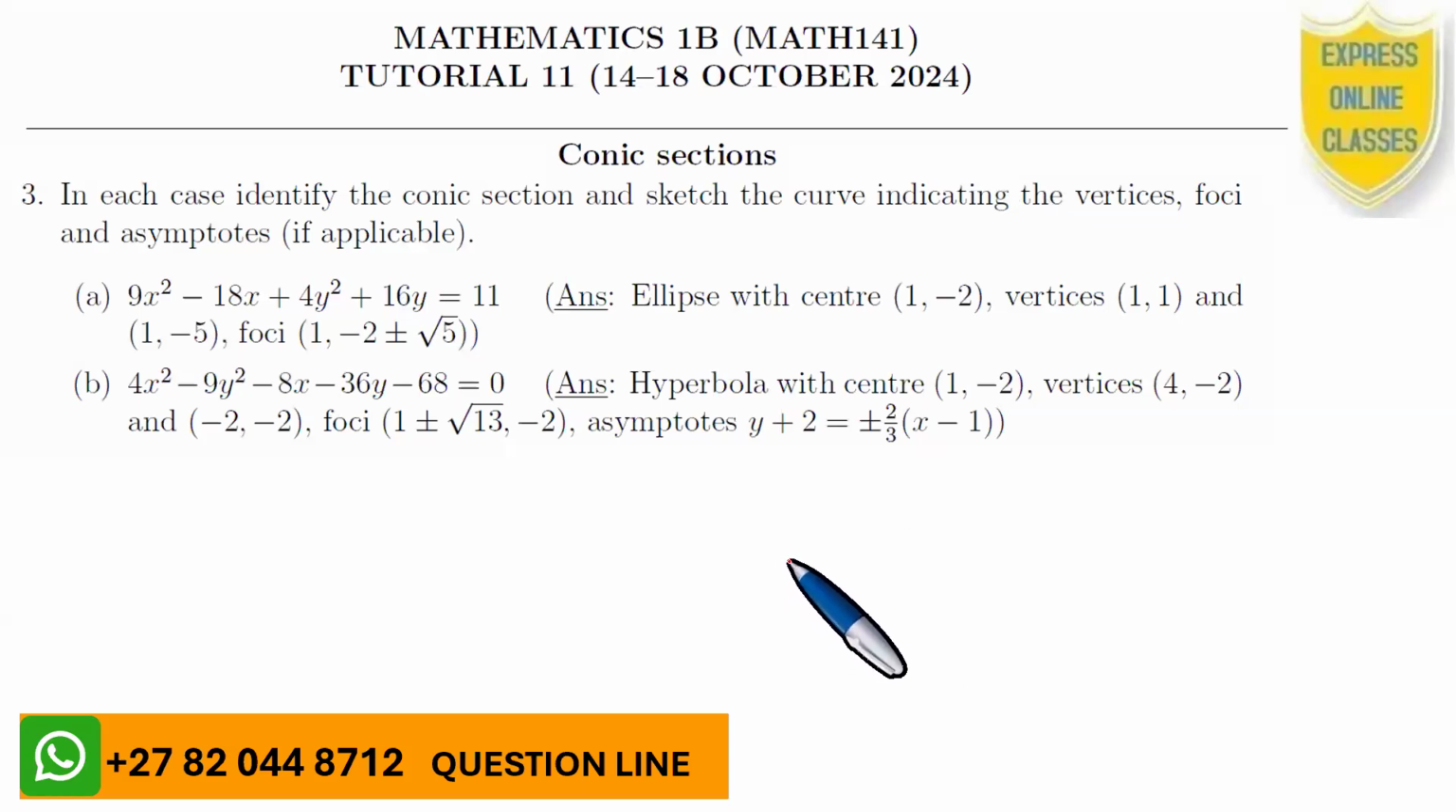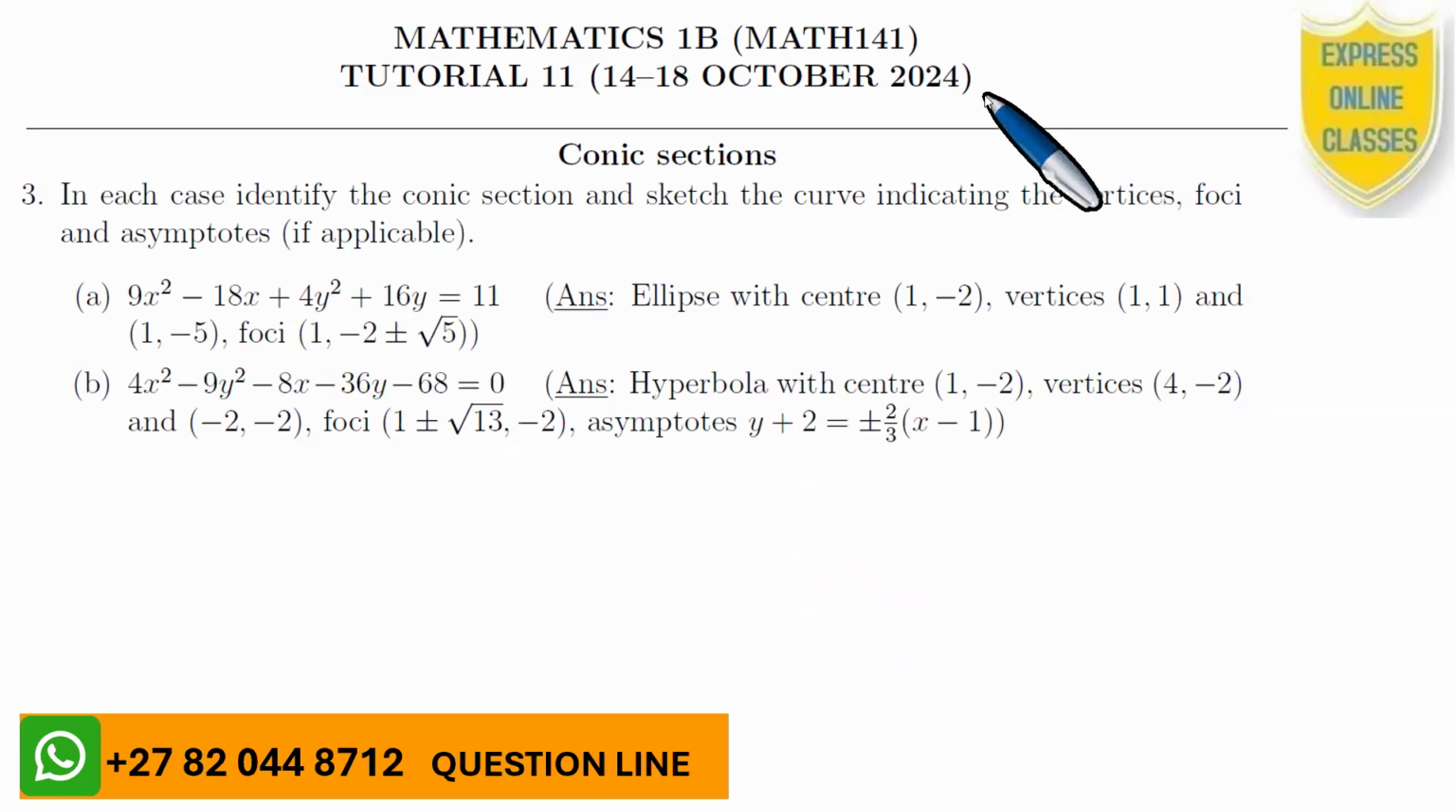In this lesson, we shall focus on mathematics, MATH141. We shall look at a wide range of problems and solve a wide range of tutorial 11 questions today. And we are obviously getting started with our discussion here.